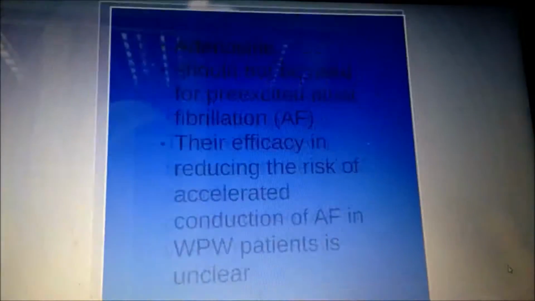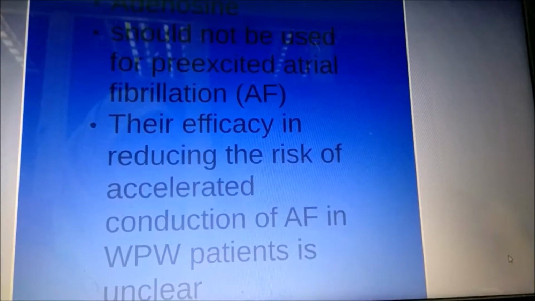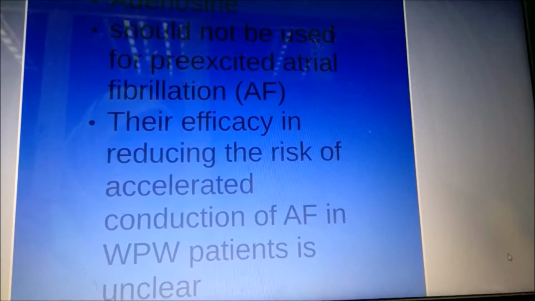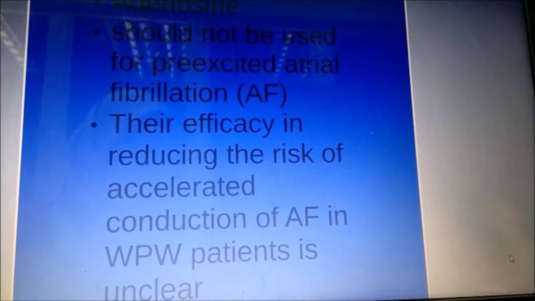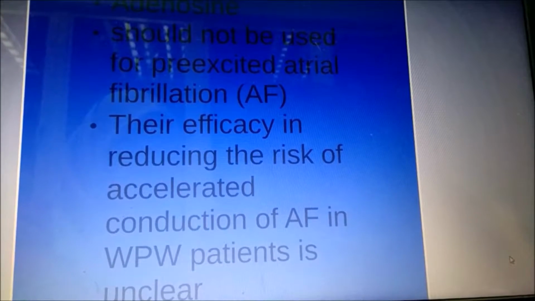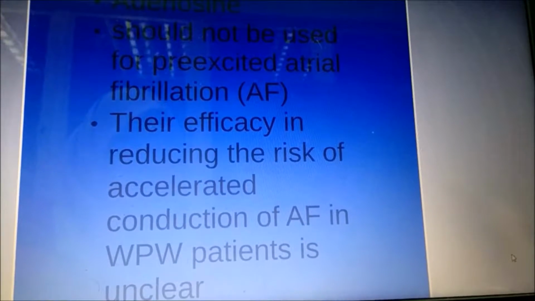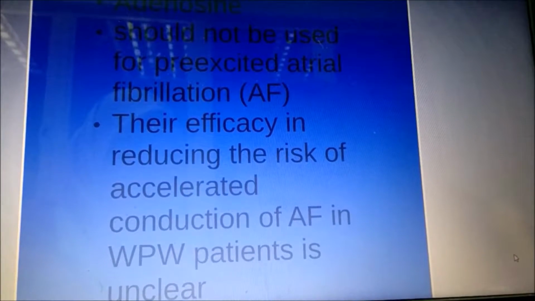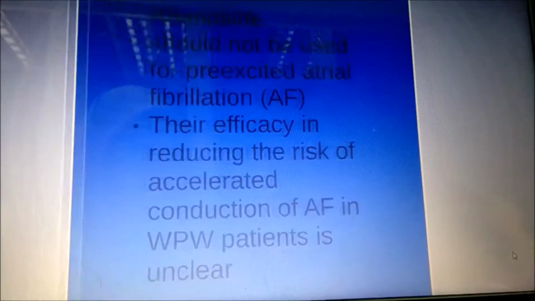Okay, next, if the patient is given adenosine, it should not be used for pre-excited atrial fibrillation (AF). The efficacy in reducing the risk of accelerated conduction of AF in WPW patients is unclear.